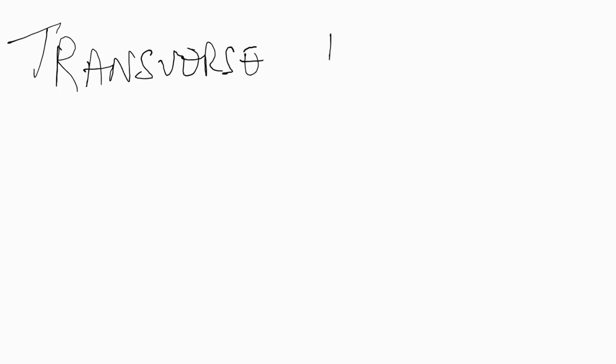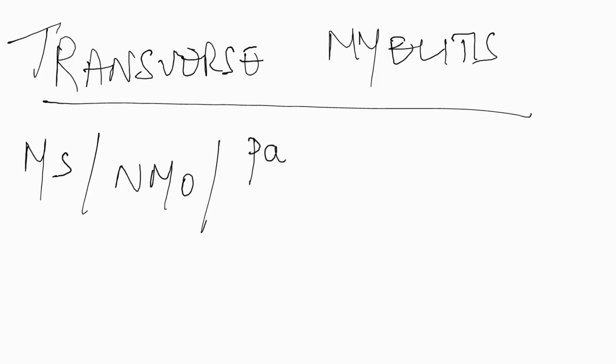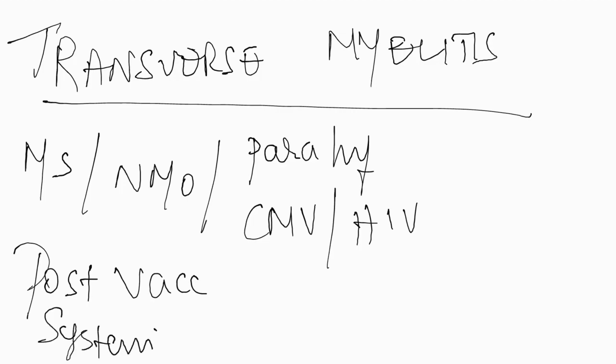Okay, then there are questions that have been asked in the topic of transverse myelitis. The causes of transverse myelitis, a huge list is there. It can be due to MS, it can be due to NMO, it can be due to para-infectious causes starting from CMV, HIV, so many. And post-vaccination, almost all vaccination causes transverse myelitis. Alright, and systemic autoimmune diseases, all these things can cause transverse myelitis.